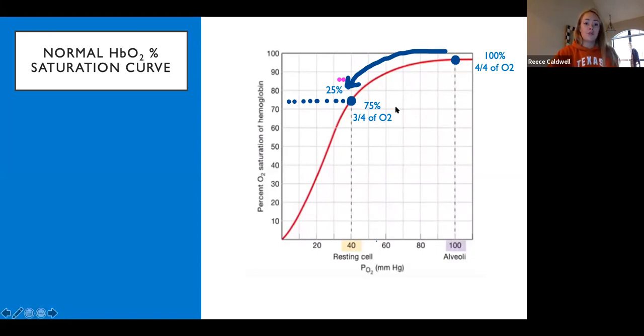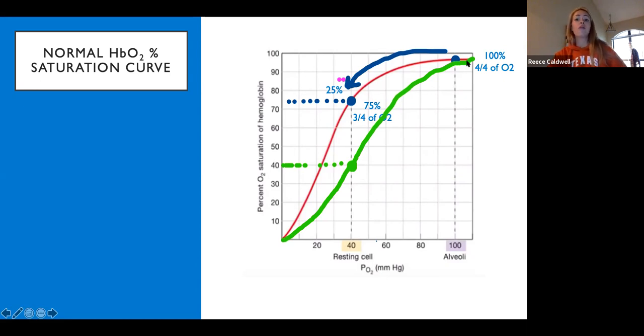So this is our normal saturation curve here. There are 2 shifts that we normally see when looking at this curve. The first one we're going to look at is our right shift. So let's go ahead and break it down.